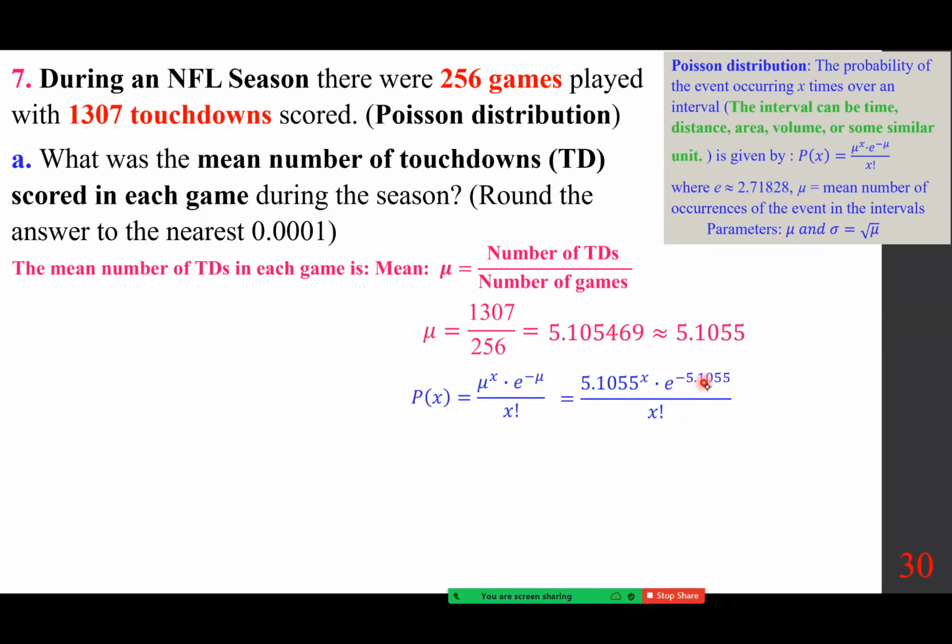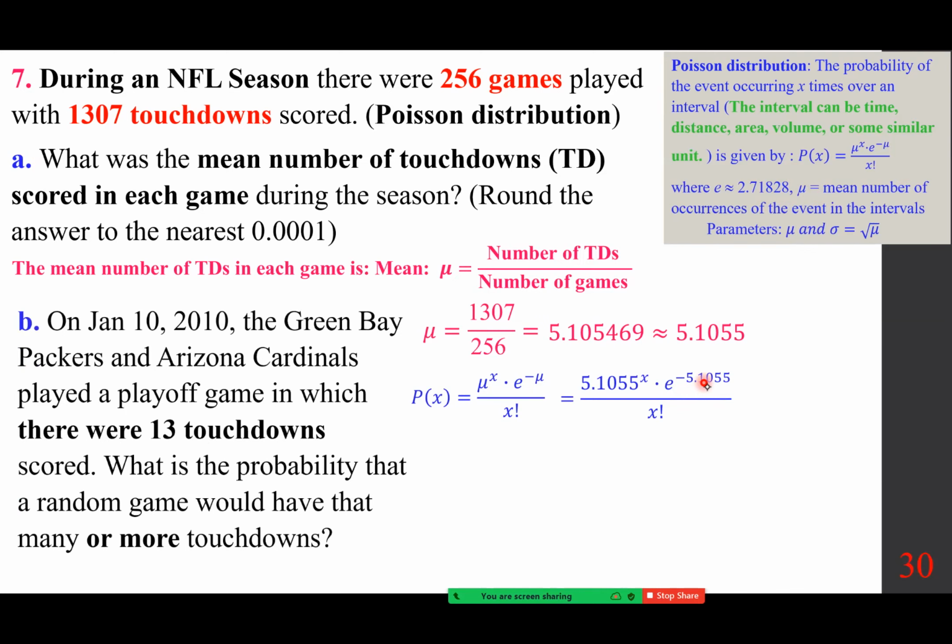So that's the Poisson distribution as a result of this. Now, on January 10th, 2010, the Green Bay Packers and Arizona Cardinals played a playoff game in which there were how many touchdowns? A lot more than this average, 13 touchdowns. What is the probability that a random game would have that many or more touchdowns? In other words, we want the probability of x larger than or equal to 13. That's what we are looking for.